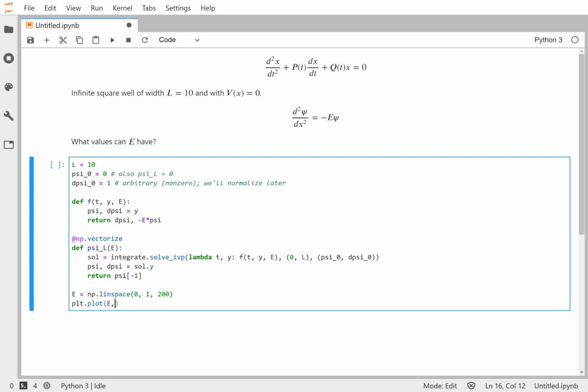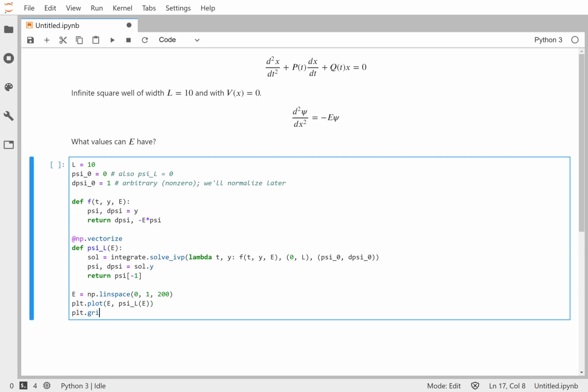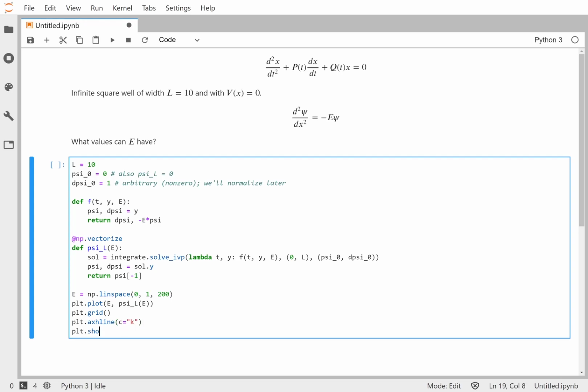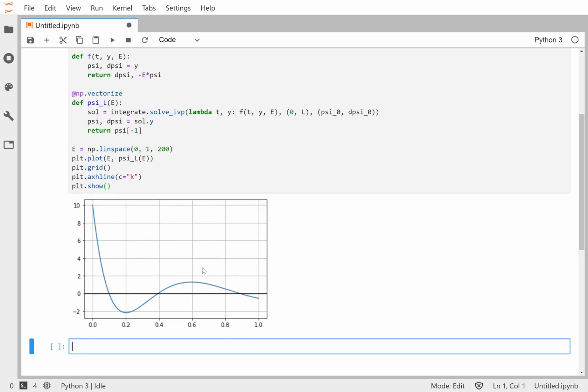So anyway, we're going to plot E and we're going to plot psi_L of E. We're looking for places where this line crosses 0. So to help us spot those values more accurately, we'll draw a grid. We'll draw a horizontal line as well, just to emphasize where that 0 actually is. I'd like my horizontal line to be black instead of, it probably would default to like blue or orange, which is, I don't think, very nice looking. Okay, and then we'll show it. So let's see if the code here actually works or if I have to do some debugging. Oh, hey, it looks like it worked.